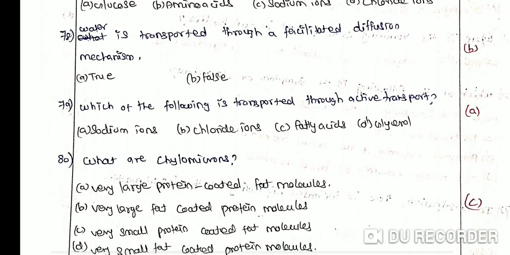Which of the following is absorbed through active transport? Option A, sodium ions. Option B, chloride ions. Option C, fatty acids. Option D, glycerol. The correct answer is option A, sodium ions.